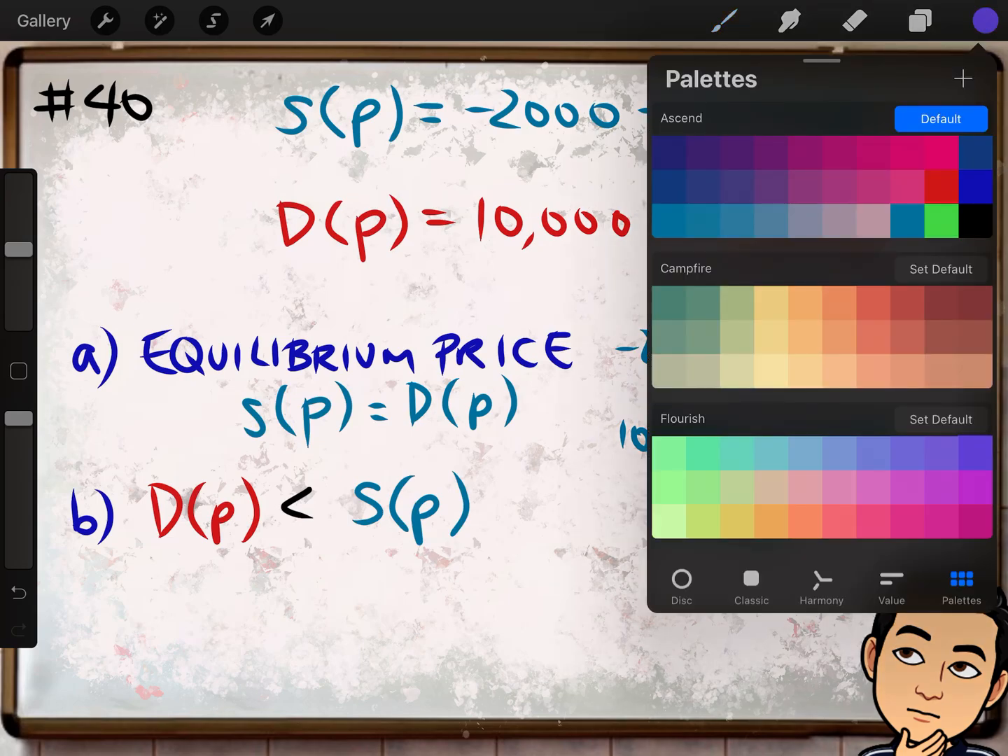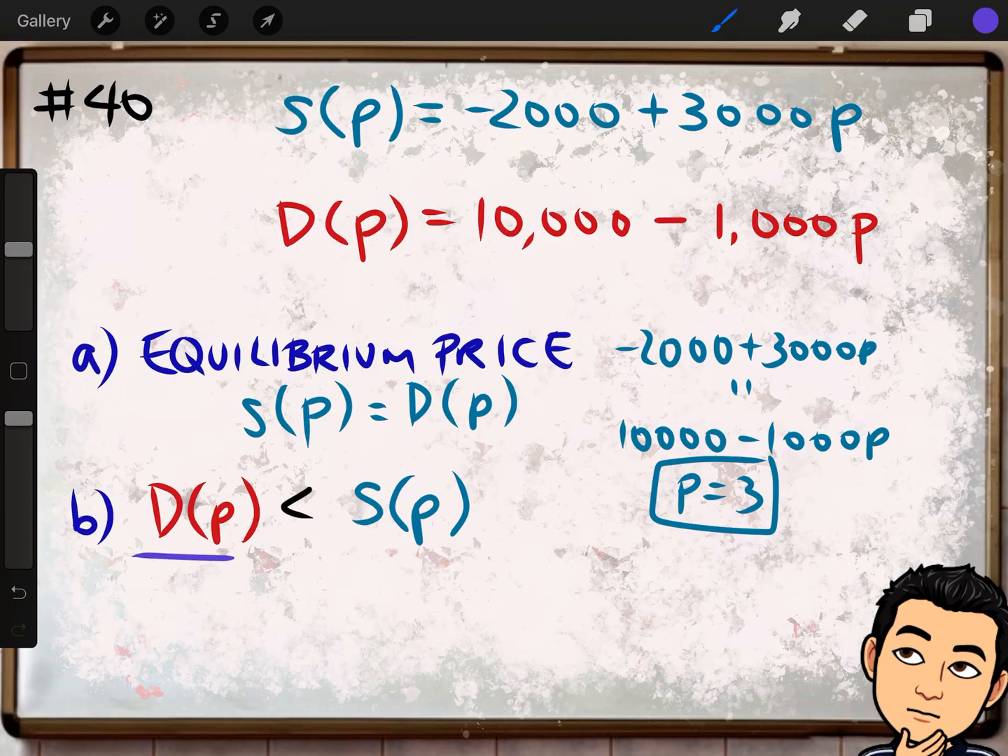All right, so letter B. Let me use a different color. So the demand is less than supply. When the demand is less than supply, it probably means you've got prices a lot greater than $3. That's why you have more supply. People want to make more hot dogs, but people don't want to buy that many hot dogs. That's why your demand is less than supply.